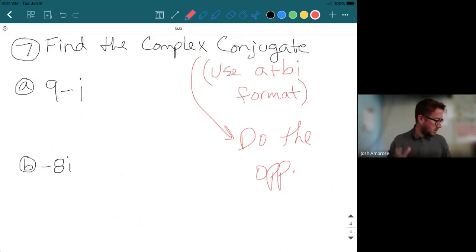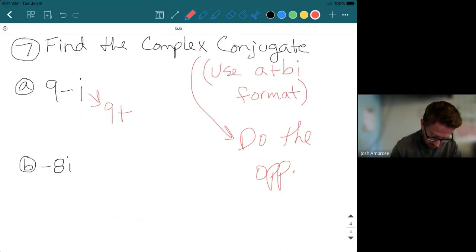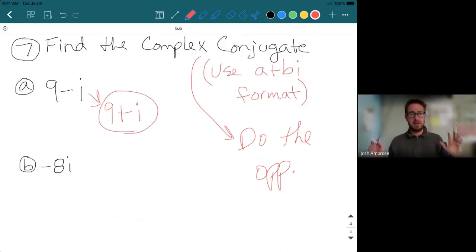All right, so what you're given is 9 minus i. It's already in the right format. You have real, then you have imaginary. What's the opposite? 9 plus i. Boom. That one's done. We love these problems. Now, B, there is no real number given, so you don't even need to worry about that. What's the opposite of a negative 8i? A positive 8i. Boom. That is it.